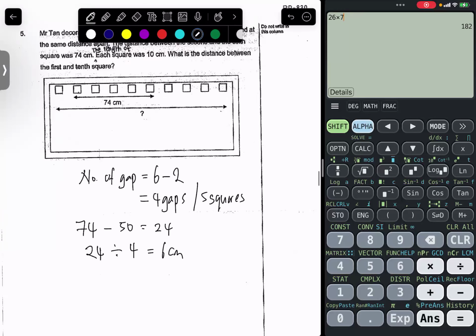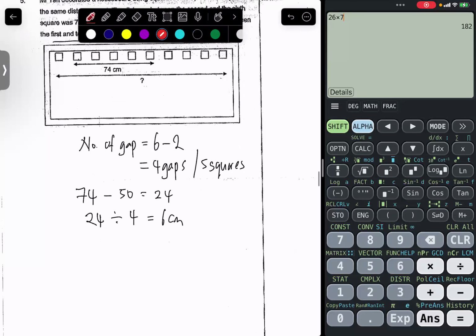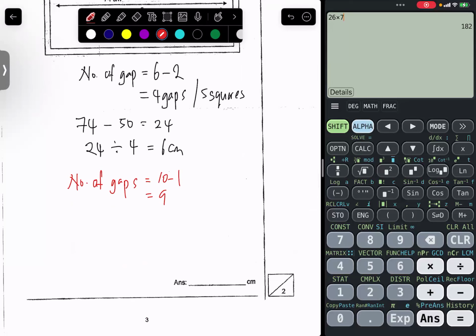Now, between the first and the 10th square, the number of gaps is 9. 10 minus 1 equals 9. But there are 10 squares. Plus 9 gaps, equals 10 times 10 plus 9 times 6. That is 154.